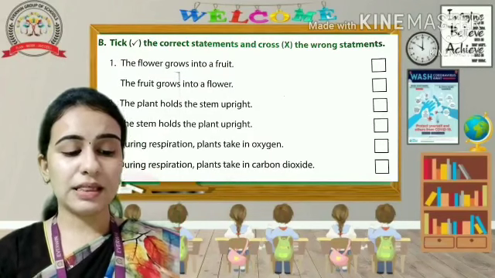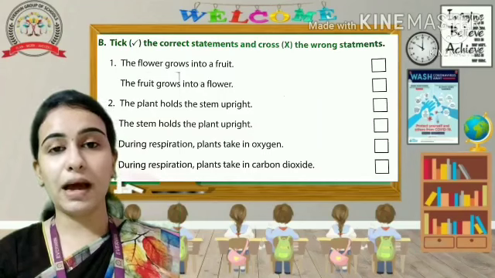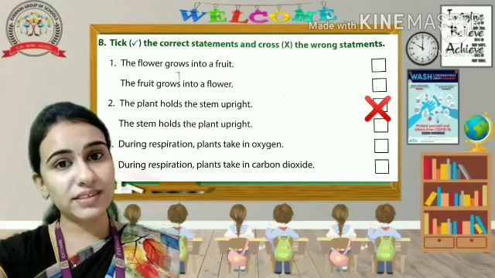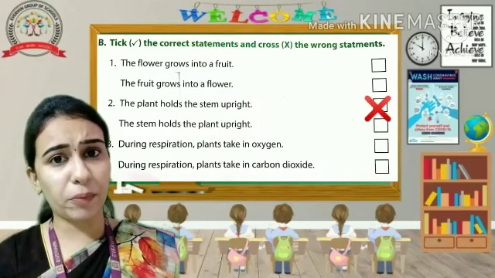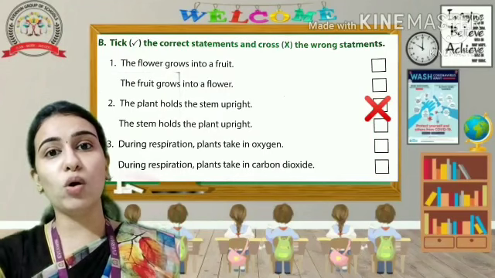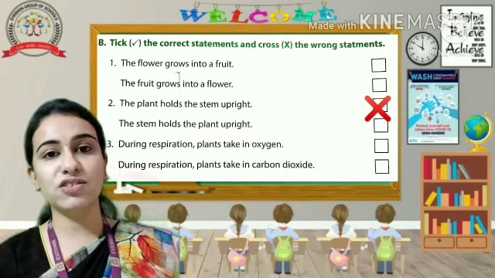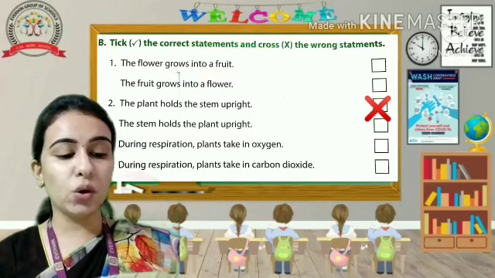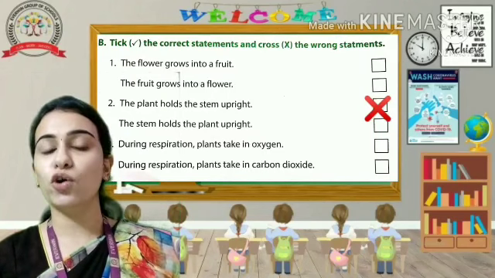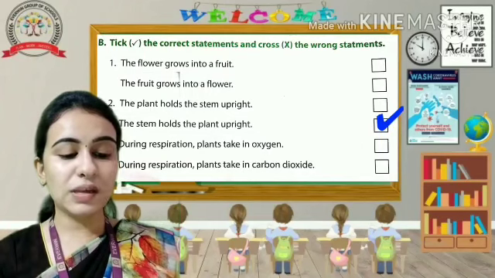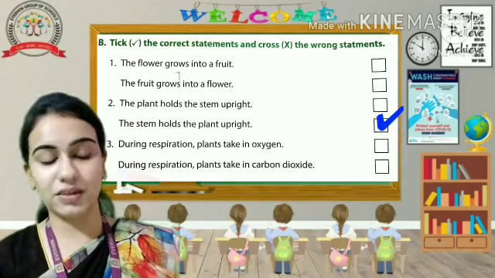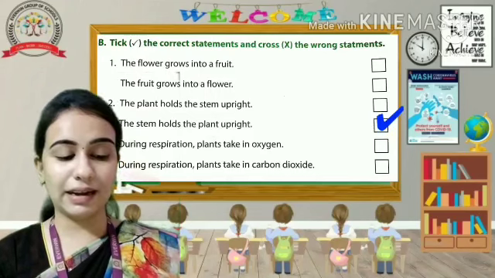Second question. The plant holds the stem upright. Will the plants hold the stem upright? No, only the stem will hold the plant upright. Only the stem will make the plant stand straight, right? So the plant holds the stem upright is wrong. The stem holds the plant upright is correct. Second statement is correct.